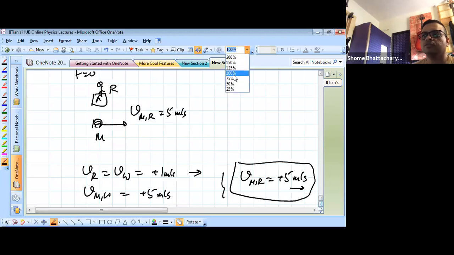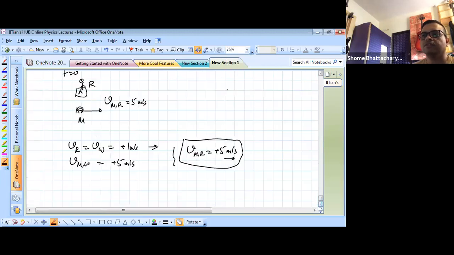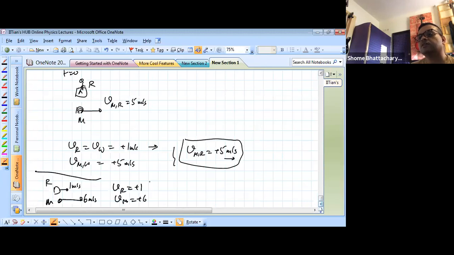Understood this point? Another way to understand this is that with respect to the ground frame, the raft is going with a speed of 1 meter per second, and the motorboat is going with a speed of 6. So the velocity of the raft is plus 1, the velocity of the motorboat is plus 6, and the relative velocity of the motorboat with respect to the raft is like this.